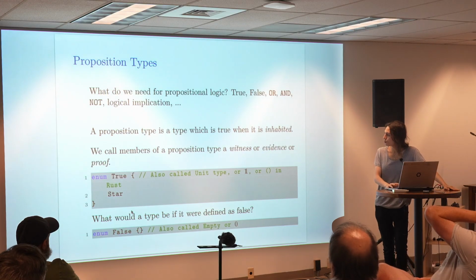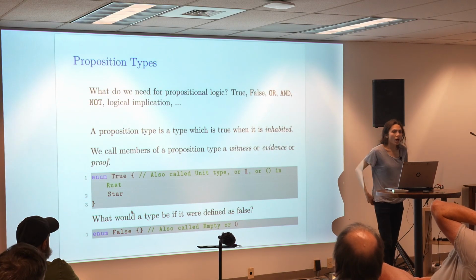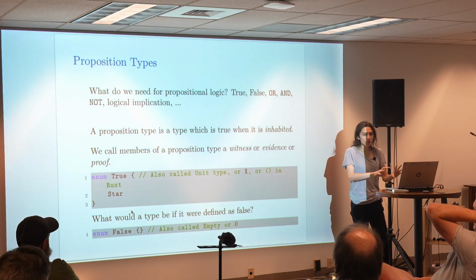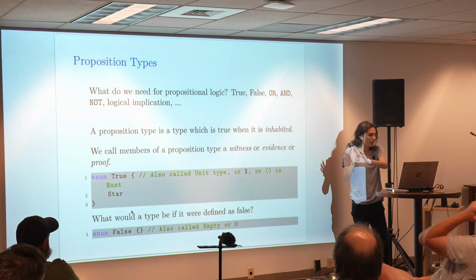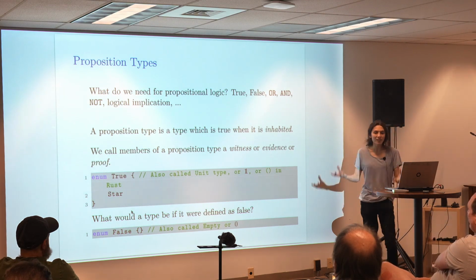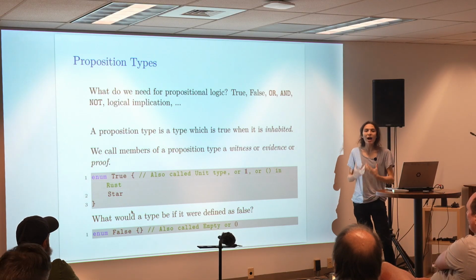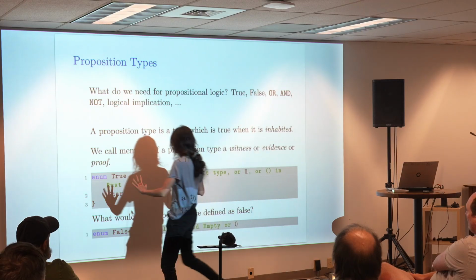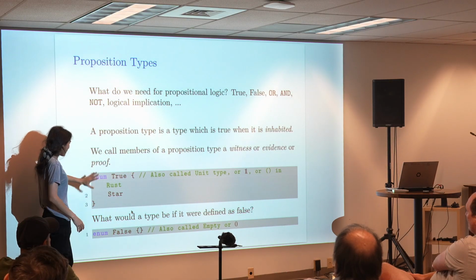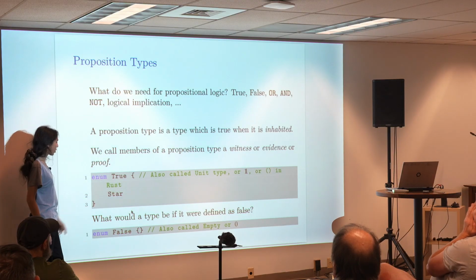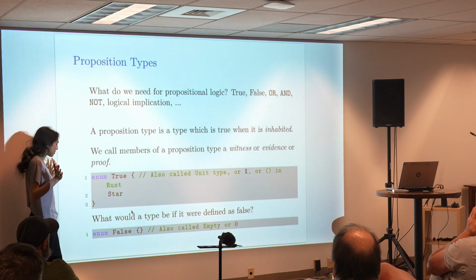And then we got to proposition types, and a proposition can be thought of as a type, and it is said to be true when it is inhabited, when it has something in it, right? When you say that I can make a thing in that type. So the way to say that a thing is trivially true, we have the true type. It has one constructor called star. That's just what people tend to call it.